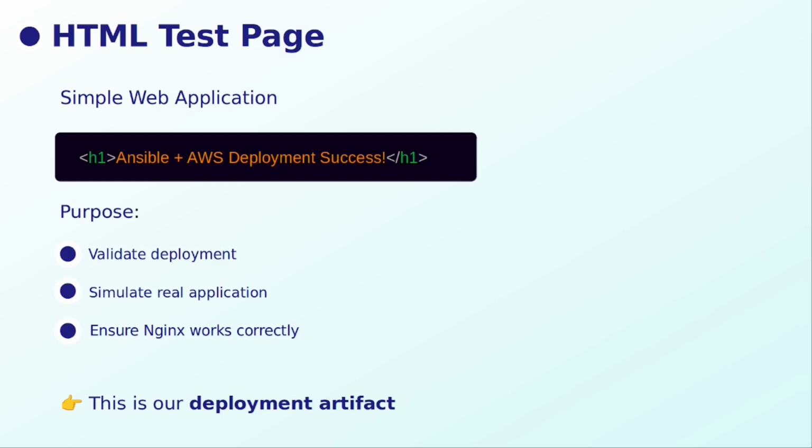Second, it simulates a real application. In real projects, this could be a front-end app, API, or microservice. Third, it verifies that Nginx is correctly installed and configured. Think of this HTML file as a deployment artifact. In a real DevOps pipeline, the artifact could be a Docker image, build files, or a compiled application. This step ensures that your system is not only running, but also delivering value.